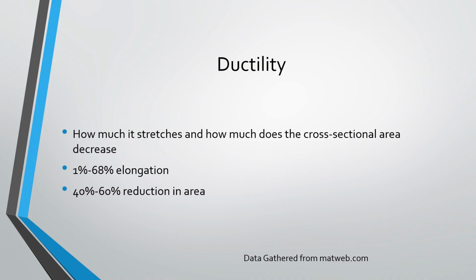Ductility is how much the specimen stretches, or elongation, and how much the cross-sectional area decreases compared to its starting values. The data that I found that came with the graph did not supply me with any dimensions or elongation, so I was not able to calculate this myself for the graph, but the ductility typically for brass involves from 1% to 68% elongation, and 40 to 60% reduction in area. The averages being about 28.8% elongation and 52.4% reduction in area.